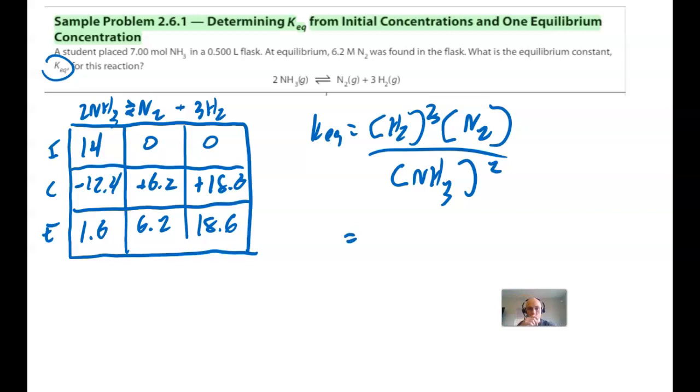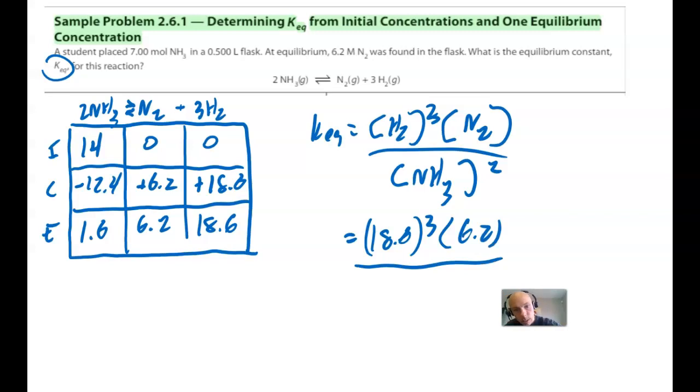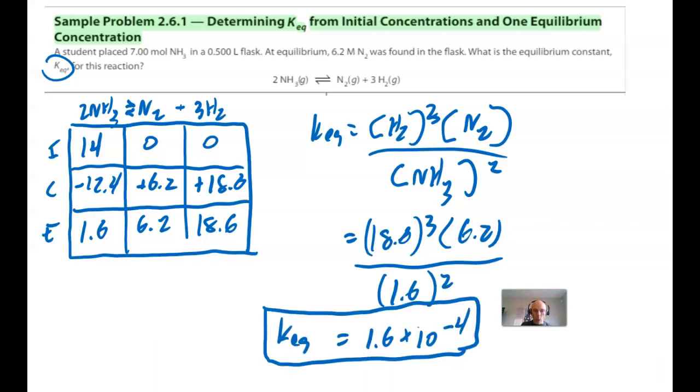So I'm now going to plug these values in. H2 at equilibrium is 18.6. That's cubed. N2 is 6.2. And NH3 is 1.6. And that's squared. I go to my calculator, and I get 1.6 times 10 to the minus 4 is the Keq value. And that, of course, is what the problem was asking us for.